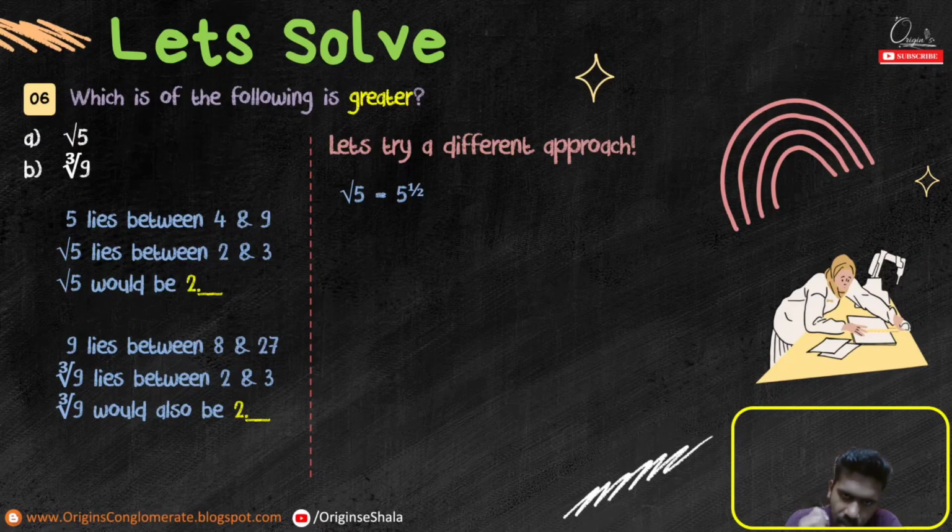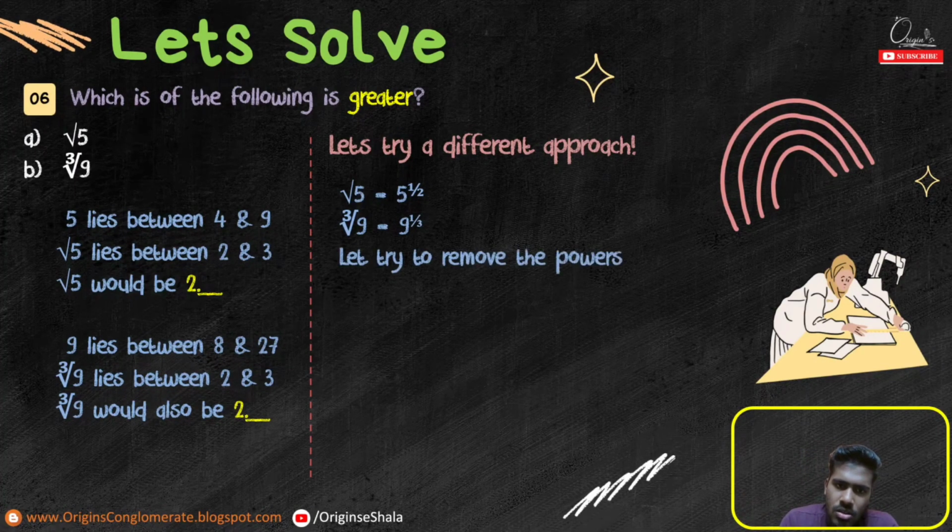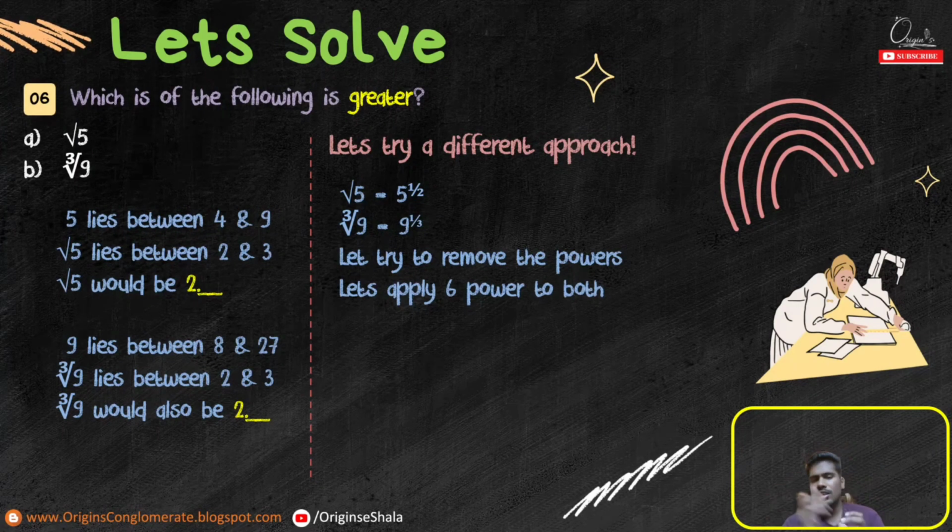We will try to solve it. Root 5 we can express like this, 5 raised to 1 by 2, and cube root of 9 as 9 raised to 1 by 3. Now let's try to remove these powers. How can we do that? We have to compare these two values, right? So we'll try to bring them to the same level, a level playing field. What we will do is apply the power of 6 to both of these numbers. By doing that, what will happen?